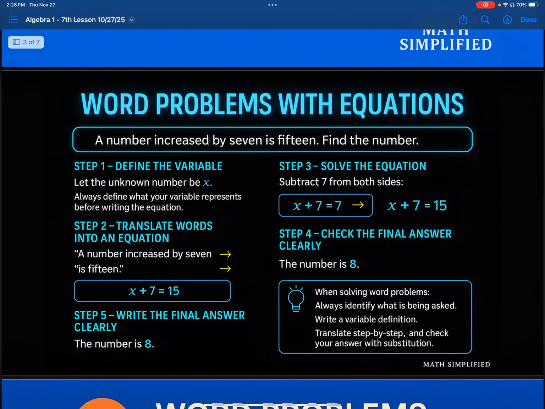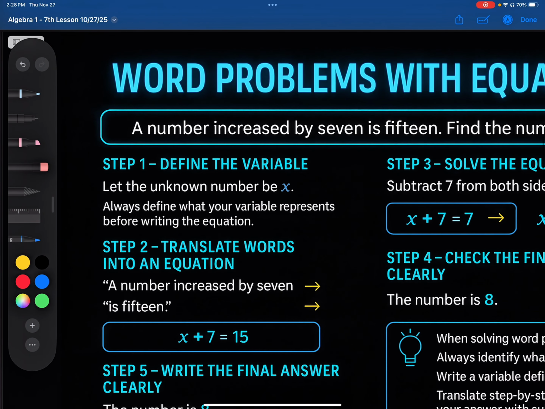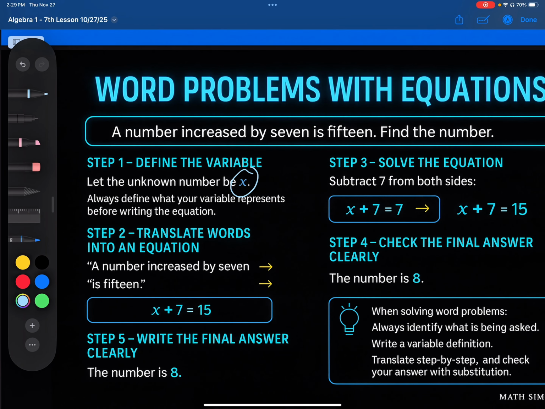So here are a couple steps that we could use to solve word problems, okay? So first one, here we have an example. It says a number increased by 7 is 15. Find the number. So step one is to define the variable. And in this case, we're defining the variable as x, okay? Always define what your variable represents before writing the equation. So then translate words into an equation.